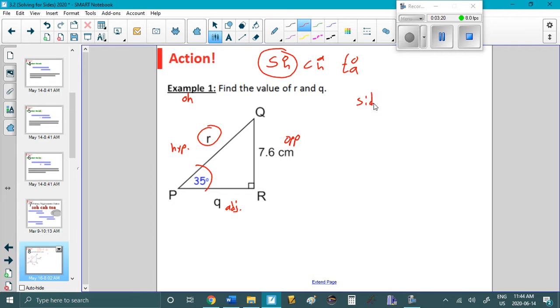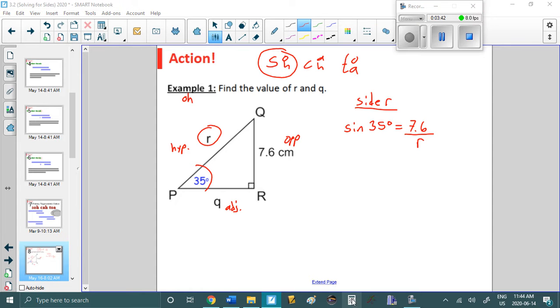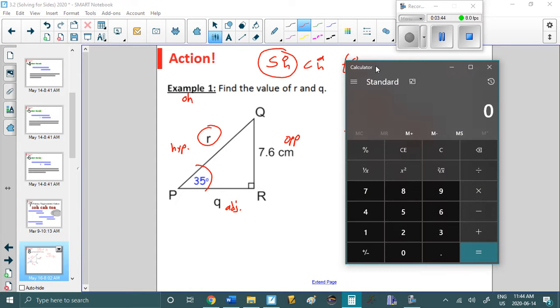So I'm going to write side r. I identify that it's sine, so I'm going to say sine 35 degrees equals the opposite, which is 7.6, over the hypotenuse, which is r. So you can see here that we only have one variable, one unknown that we need to find. I also want to point out that sine 35 is actually just a number.